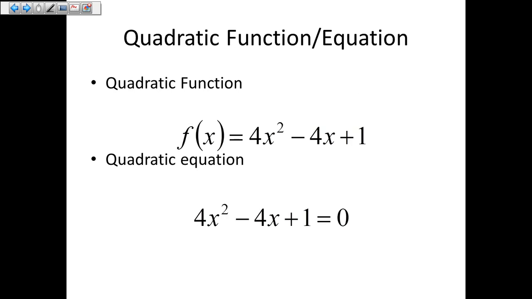Now, the difference between a quadratic function and a quadratic equation: if you have f of x equals, that's a function. If you take that quadratic and actually set it equal to a number, preferably equal to 0, that's an equation. So if you see the f of x, it's a function. If you don't see that f of x and it's equal to a number instead, then it's an equation. Simple enough.